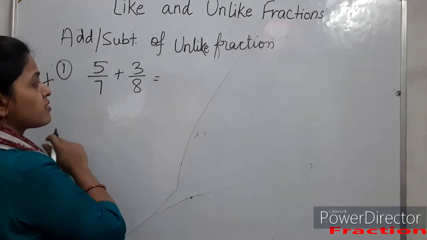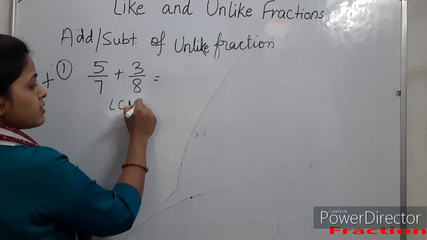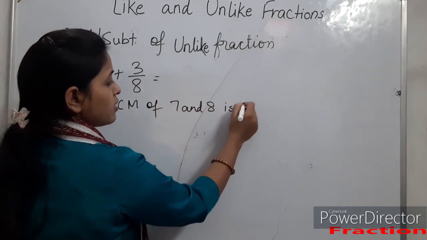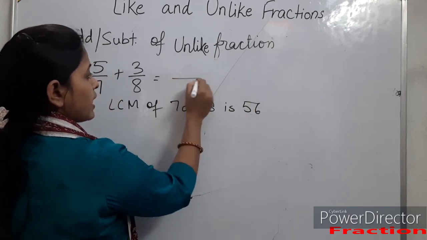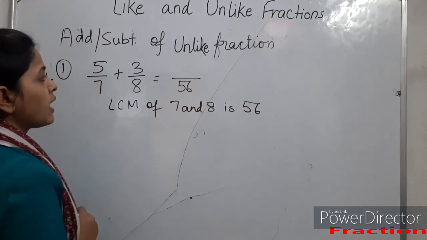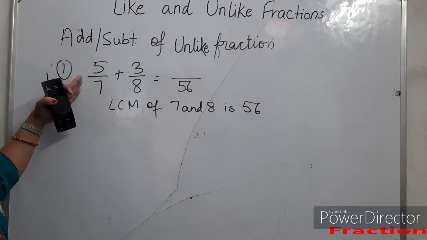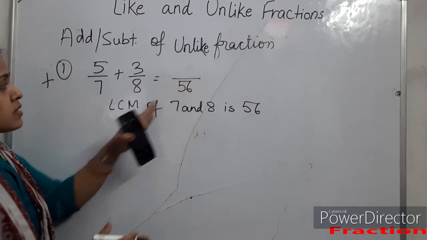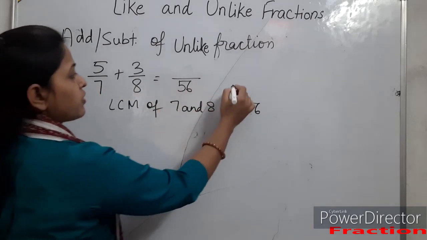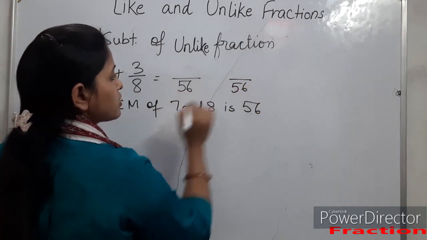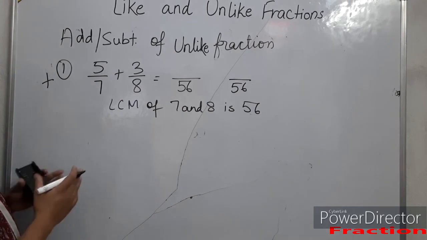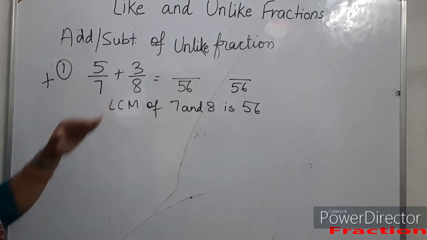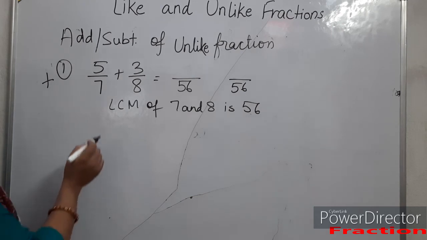So the LCM of 7 and 8 is 56. We will take the LCM, and now the first step is to write 56 as the denominator of the first fraction and of the second fraction also. If you want to convert both fractions, you can convert both, okay.